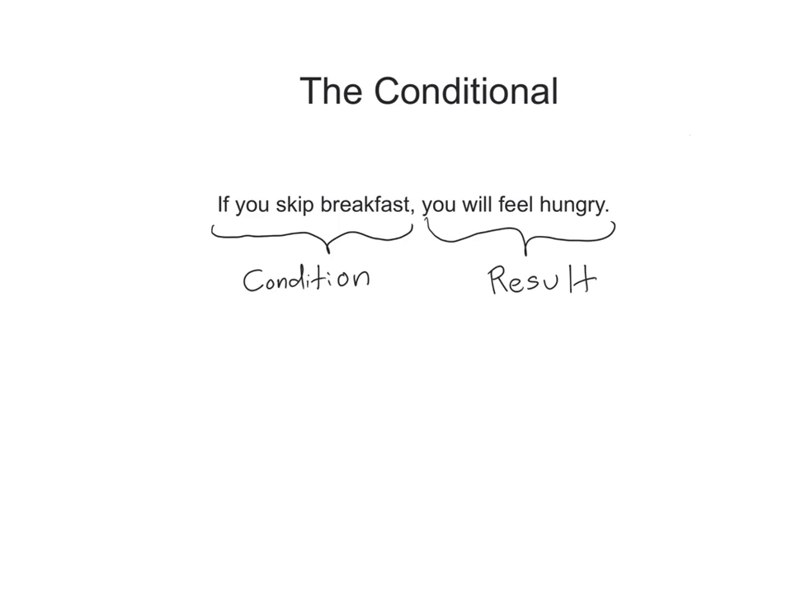Now, the important thing to understand is that English has three kinds of conditional sentences, and they all involve the subordinating conjunction if. The first conditional expresses things that everybody agrees are true. For example, if you touch fire, you will burn your hand.